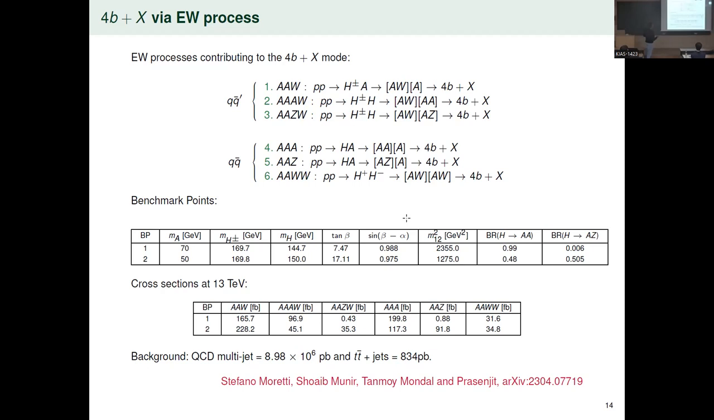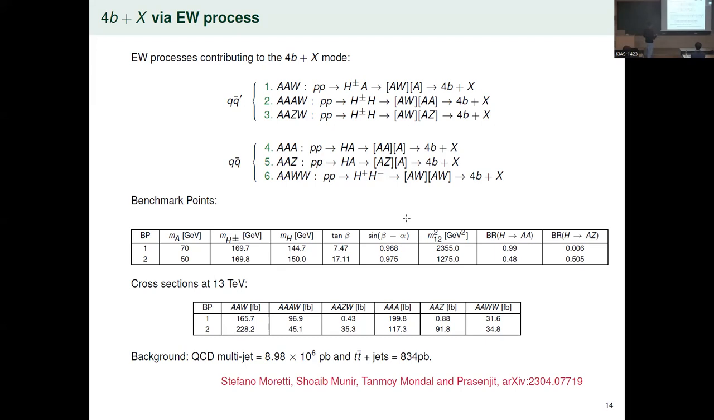So we have chosen two benchmark points for the pseudoscalar. One is 70 GeV, another one is 50 GeV. The 70 GeV one is heavier than half of the standard model Higgs, so the efficiency for the b jets coming from this pseudoscalar will be larger compared to the b jets coming from the other case, because there the b jets are softer. And for benchmark point one, the branching ratio of heavy Higgs to pseudoscalars is dominant compared to the branching ratio of heavy Higgs to pseudoscalar and Z boson. But for the second benchmark point, the branching ratios are almost comparable, 50-50.